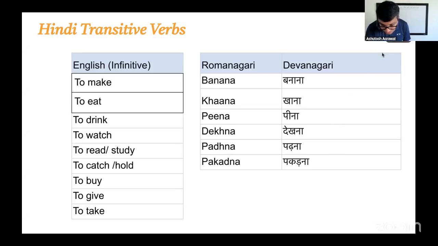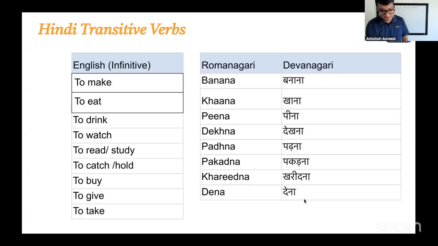Let's see who would do the next one, to give and to take. To give is Dena, and to take is Lena. For both, you give something, you give an object, affection, love. You take items or a holiday or vacation.